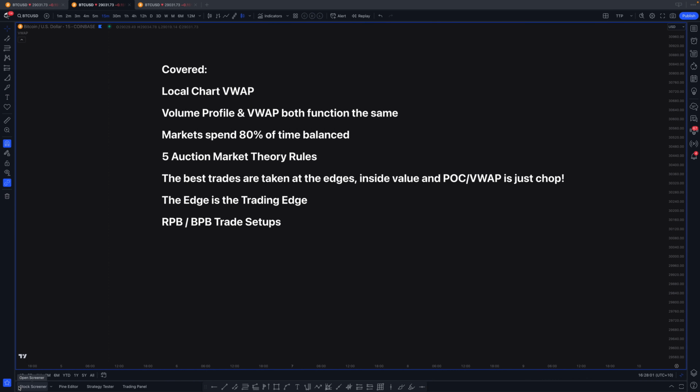Okay, so just going on what we've covered, the local volume weighted average price indicator. We've covered volume profile and VWAP, both function the same. Markets will spend 80% of the time plus balanced with inside ranges and value areas. The 5 auction market theory rules, and the best trades are taken at the edges, not inside the value area or around the point of control or the VWAP, as it's just chop. The edge is your trading edge, and the return pullback and the breakout pullback trade setups.